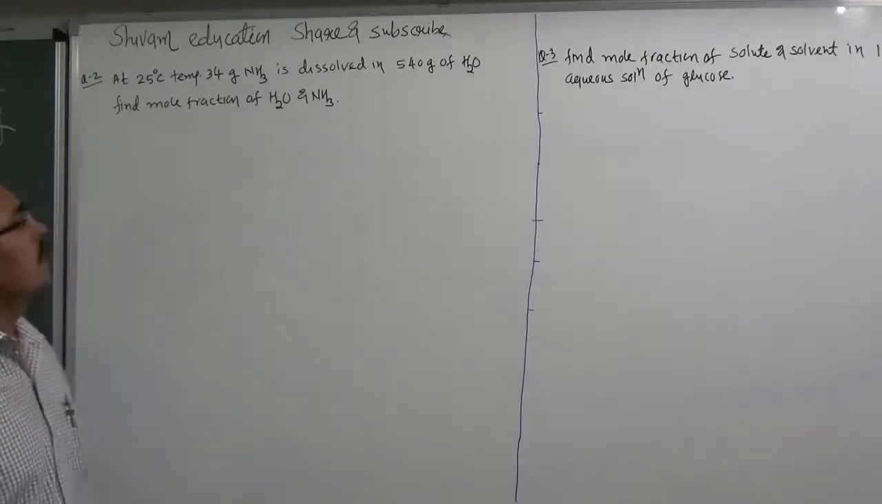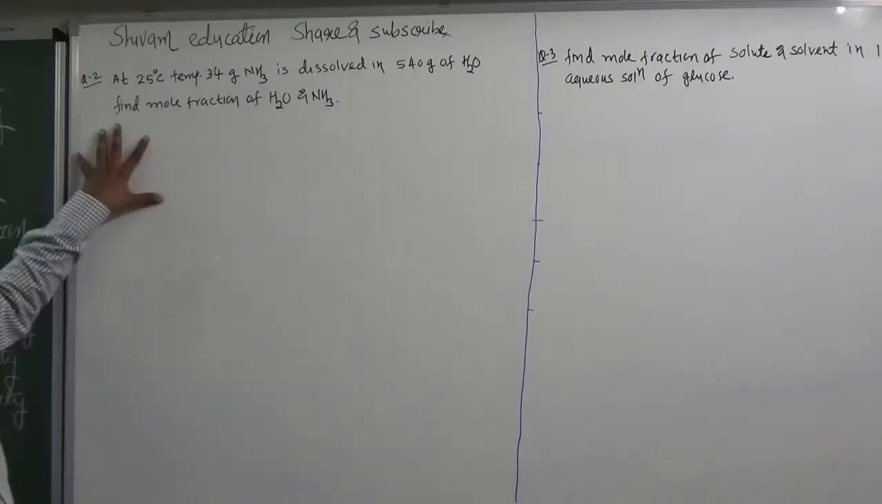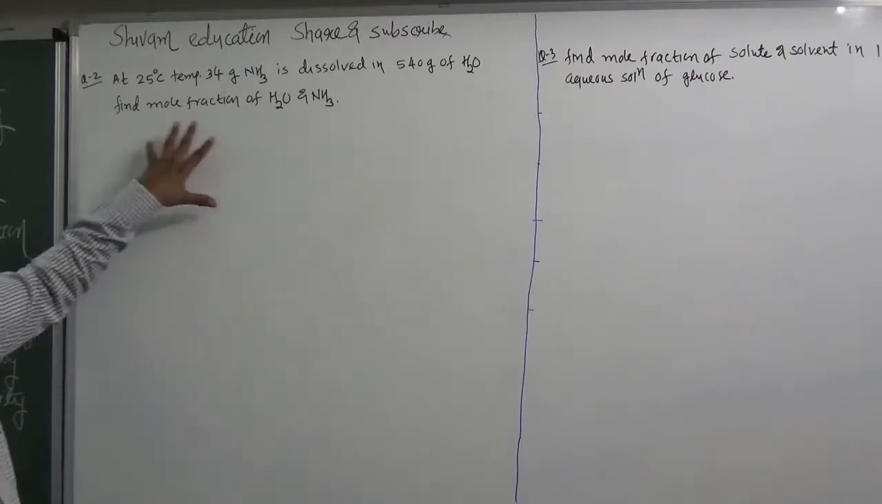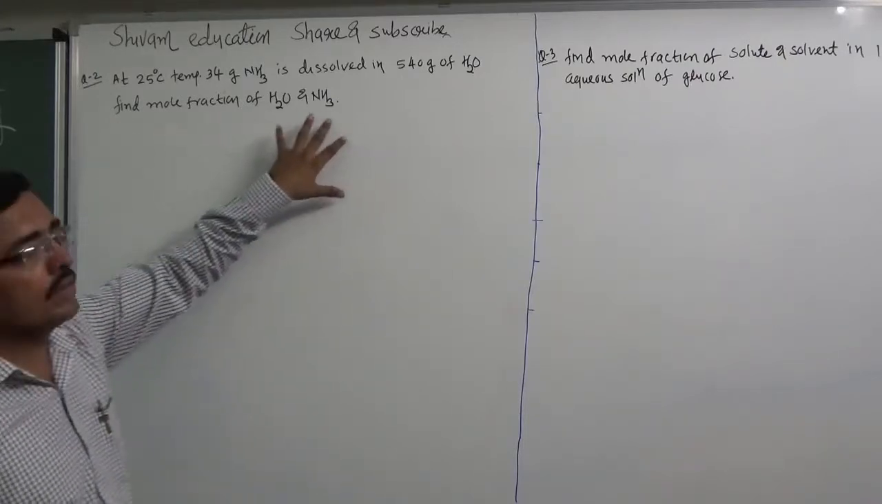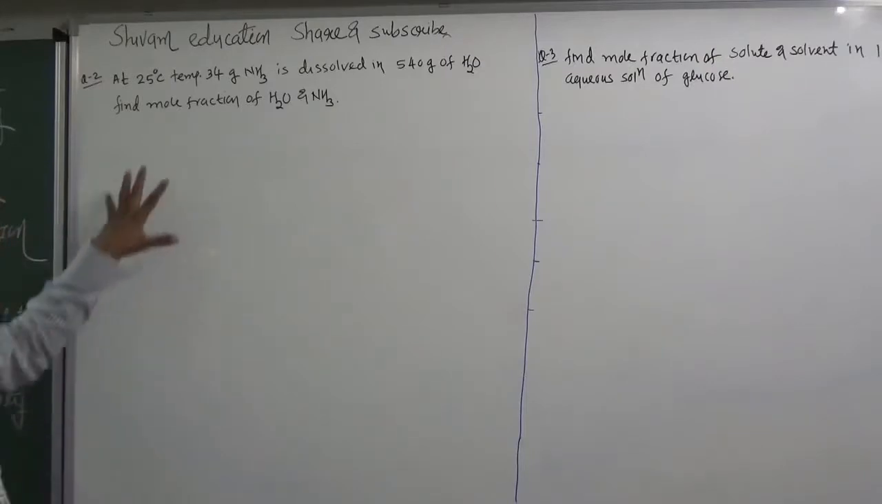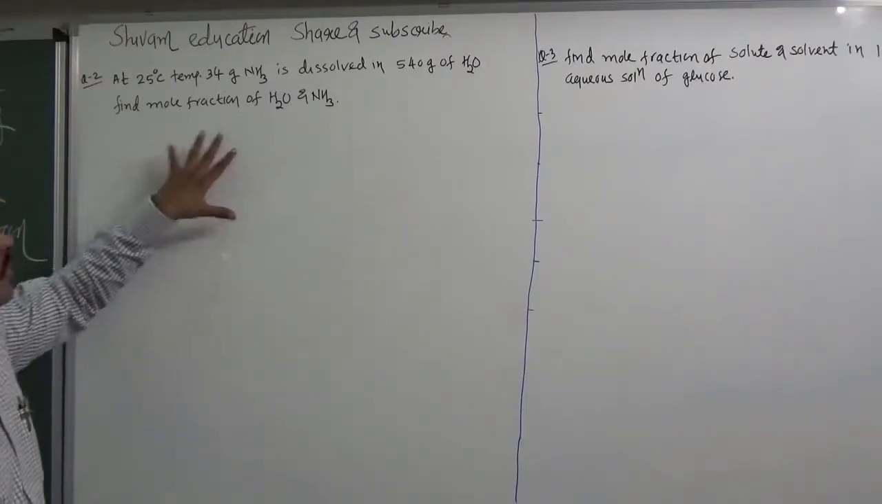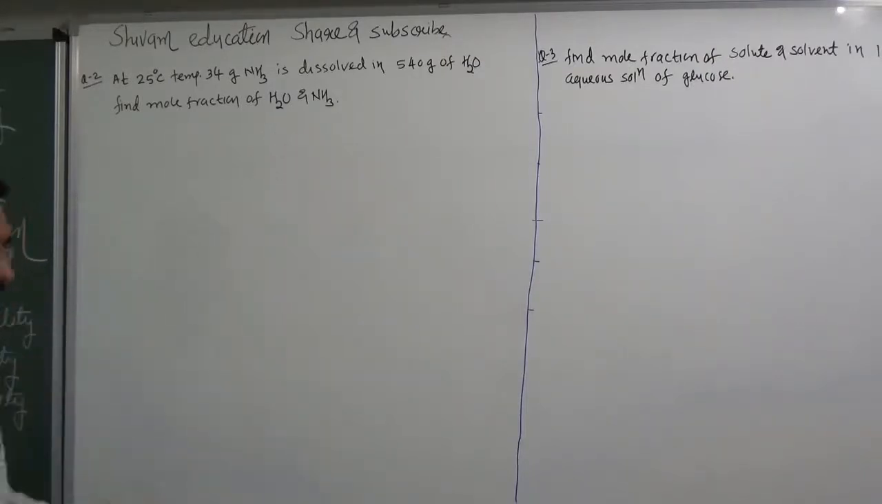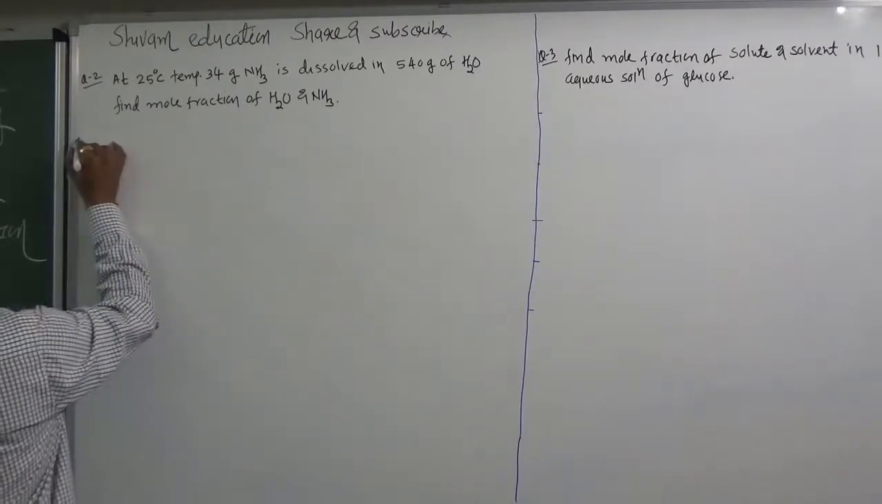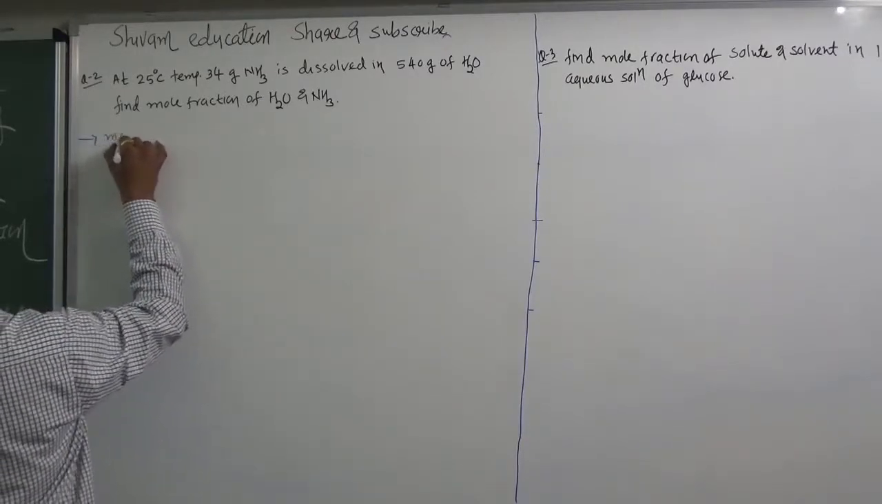Now question 2 is given in this way. At 25 degrees Celsius temperature, 34 gram of ammonia is dissolved in 540 gram of water. We have to find out the mole fraction of water as well as ammonia. Now to do this sum, first we have to find out the mole of ammonia and the mole of water. So now we can find mole by using this formula.